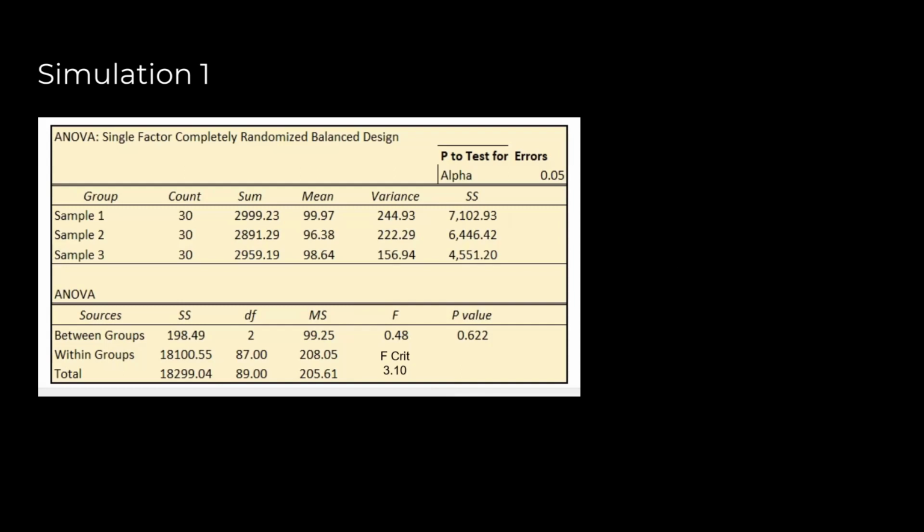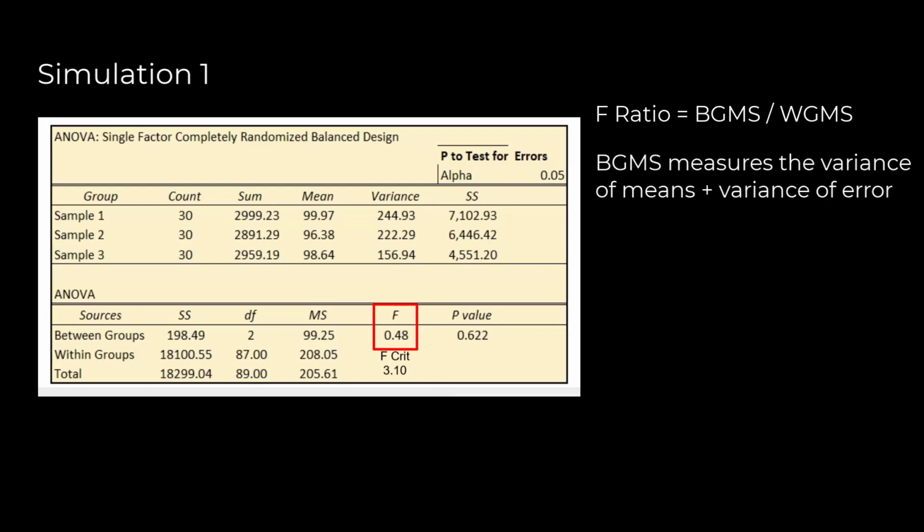We can now move on to a discussion of how we draw a conclusion about the meaning of these data. We'll start by discussing the observed F ratio. This is our test statistic in ANOVA. It's calculated as between groups mean square divided by within groups mean square. For this simulation, F obtained is 0.48. As you have learned, the numerator for the ratio is the between groups mean square, and the denominator is the within groups mean square. The between groups mean square is a measure of both the variance of the sample means and the variance due to random error. The within groups mean square is a measure of only random error.